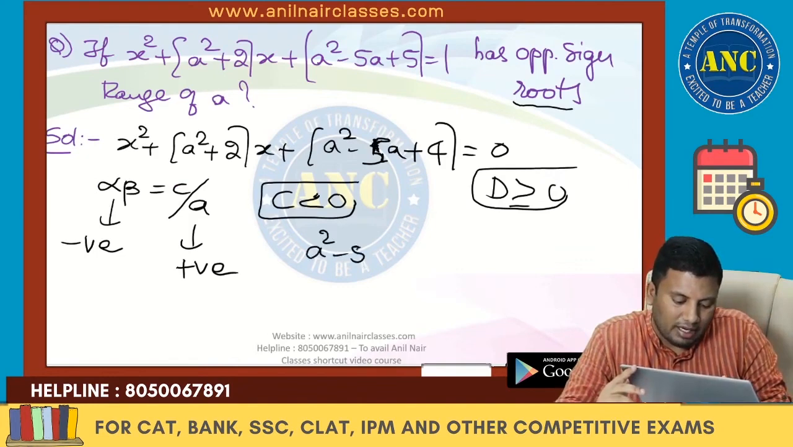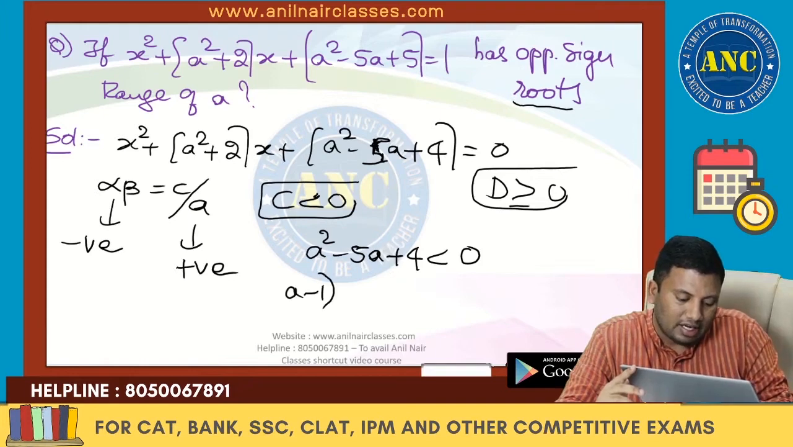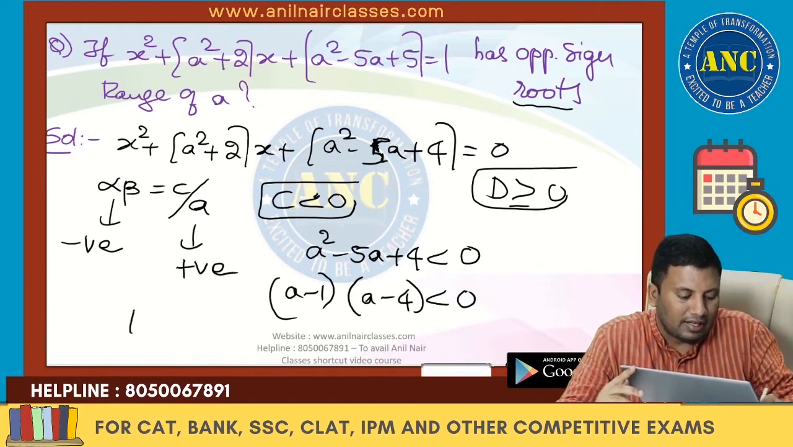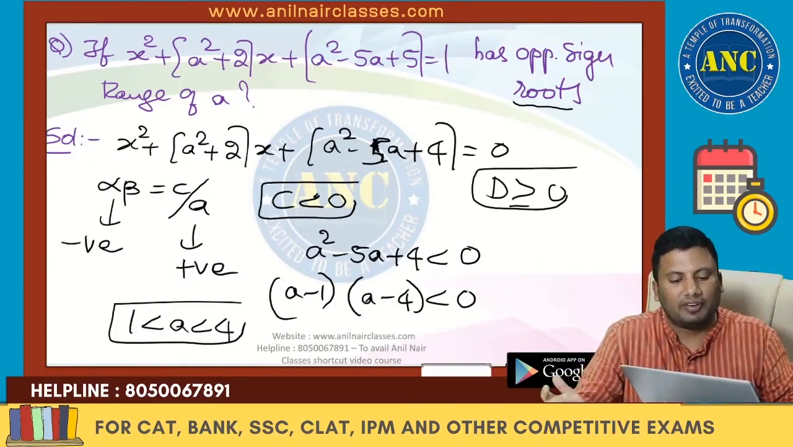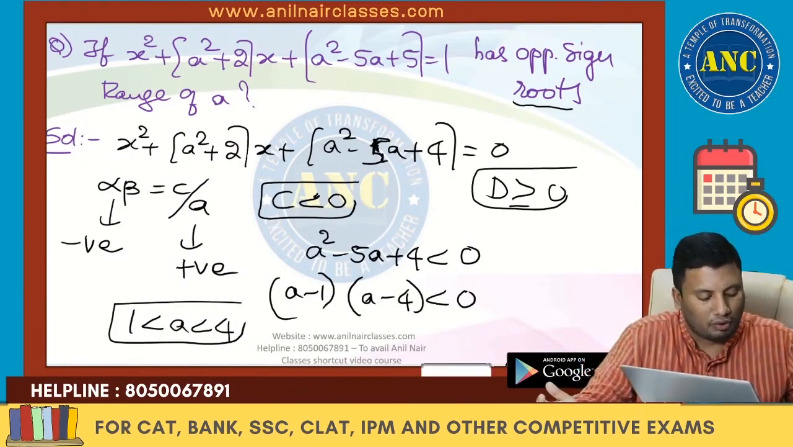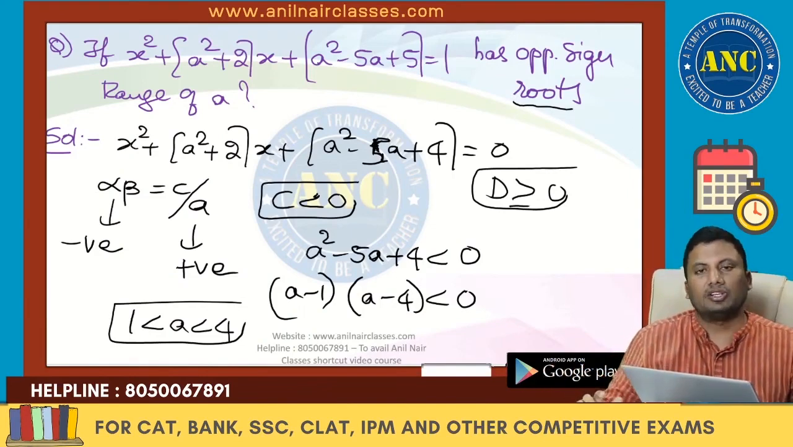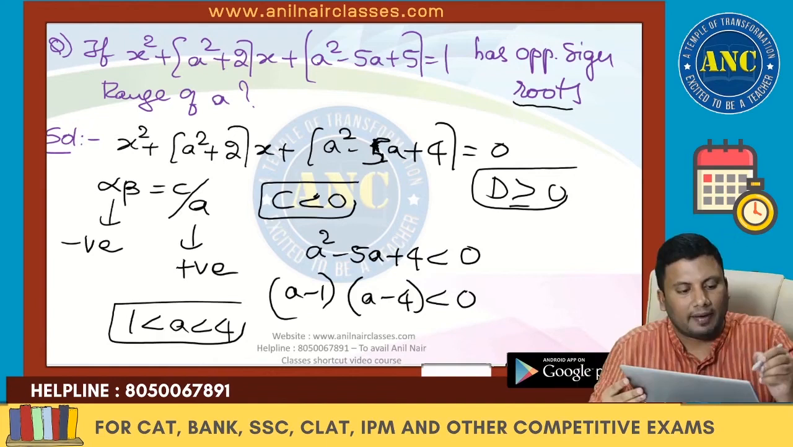A square minus 5a plus 4 less than 0. It is nothing but (a minus 1)(a minus 4) less than 0, so 1 less than a less than 4. Range of A is nothing but 1 to 4.